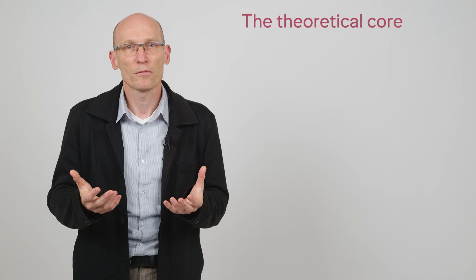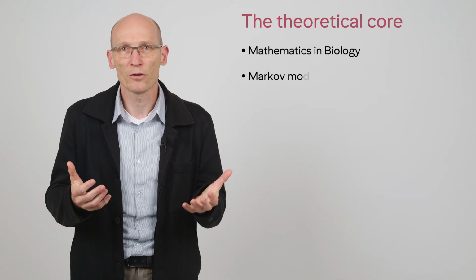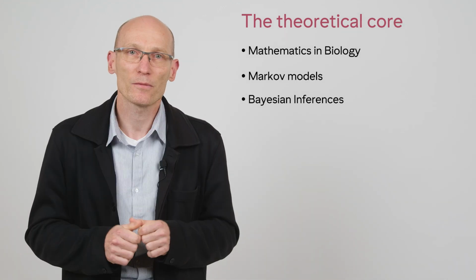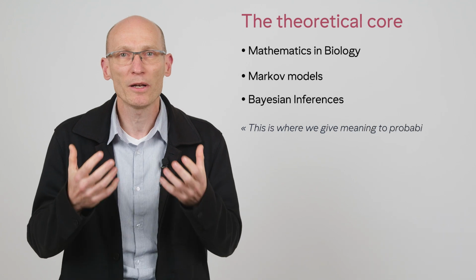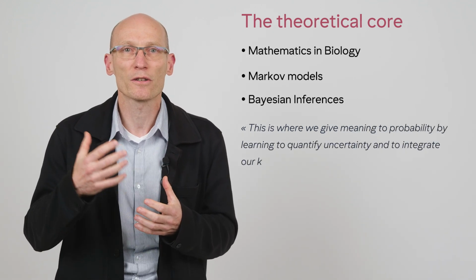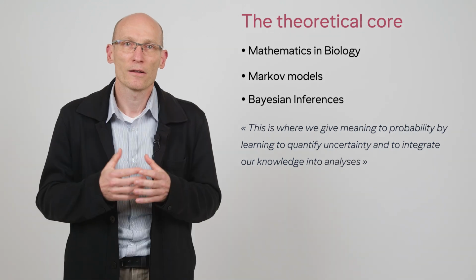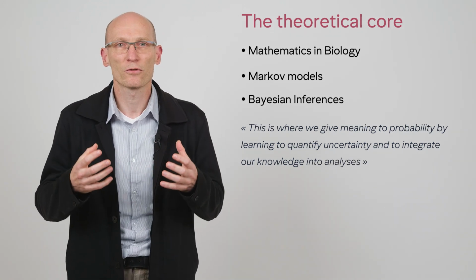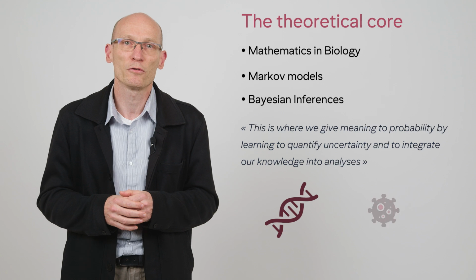Then we will address the theoretical core: mathematics in biology, Markov models, and Bayesian inference. This is where we give meaning to probability by learning to quantify uncertainty and to integrate our knowledge into analysis. These are powerful approaches to understand the spread of a gene or the mechanism of an infection.